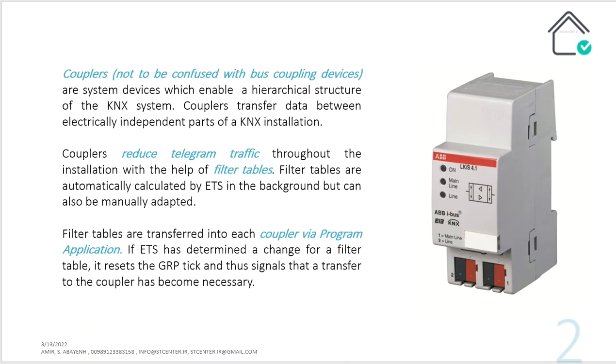Every change in group addresses or links affects the filter table in the couplers, and you should re-download it, okay? Make sure the latest change of parameters or group addresses is downloaded into the line coupler, backbone coupler, or IP router. If ETS has determined a change for a filter table, it resets the GRP tick and thus signals that transfer to the couplers has become necessary.